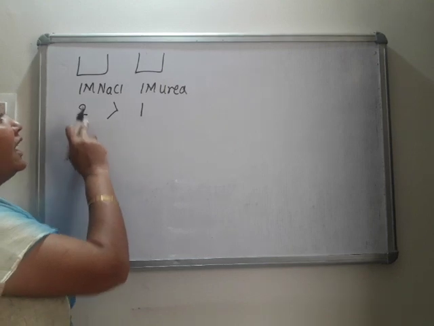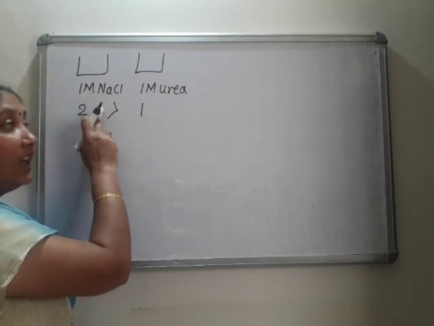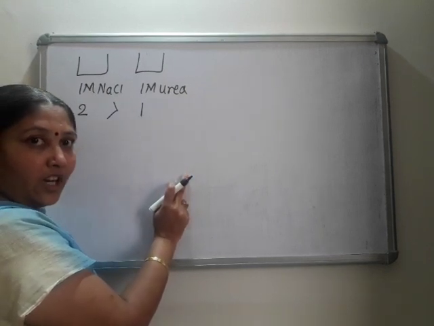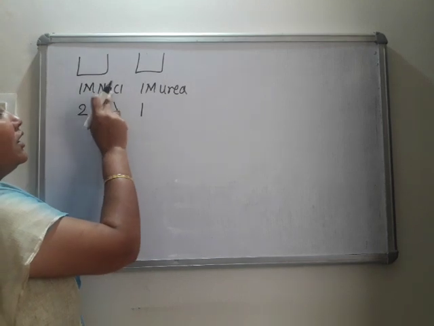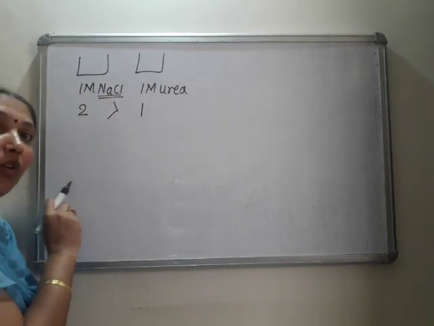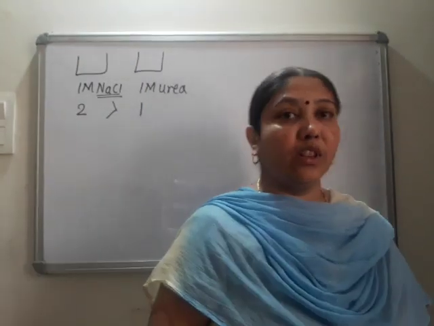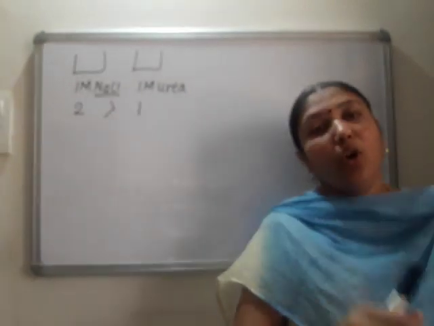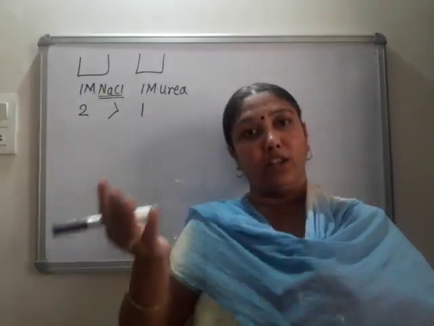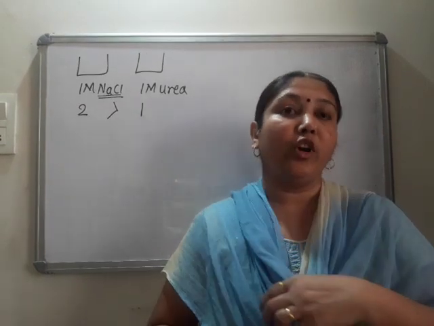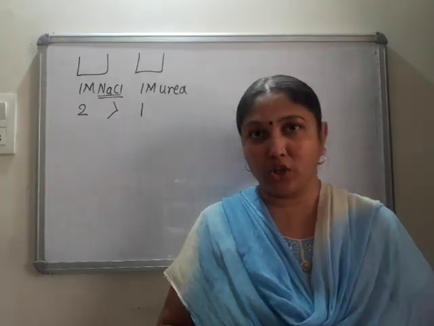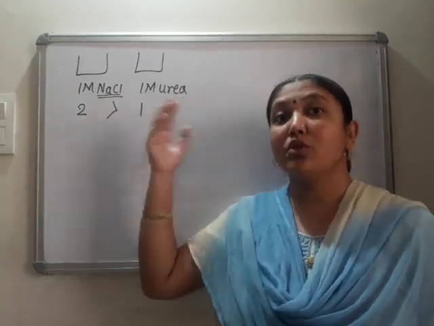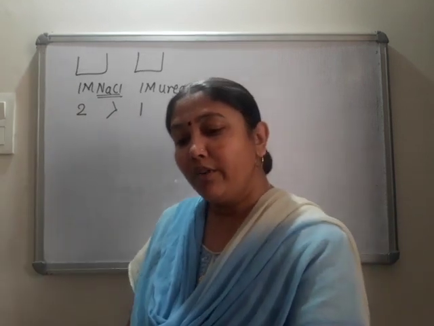Means in this case, say, the elevation in the boiling point of NaCl is double the elevation in the boiling point of urea. Getting it? So what about colligative properties of these electrolytes? How is it determined? When these substances are added to a solvent, they also lower the vapor pressure, elevate the boiling point, and depress the freezing point. They also show osmotic pressure. Then what is the exact magnitude? It is not equivalent to this. So what is its exact magnitude? That we have to find here.